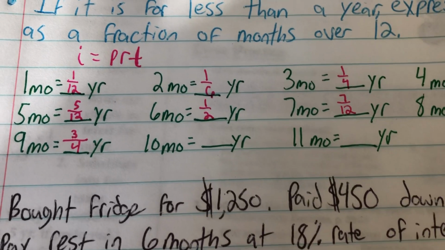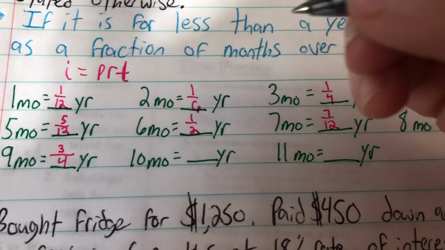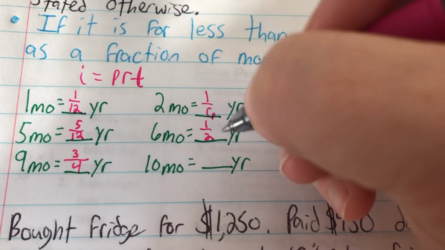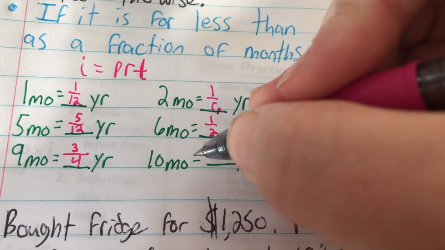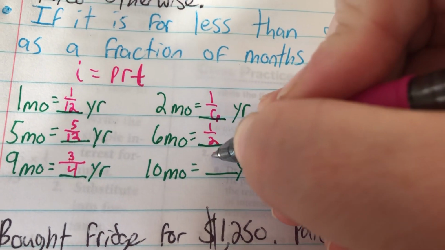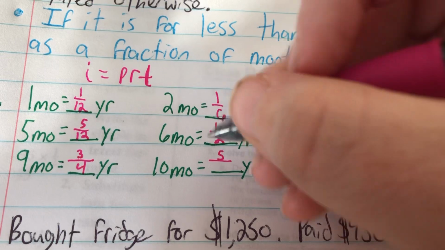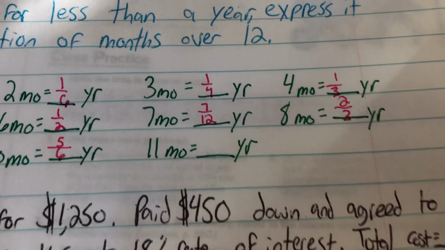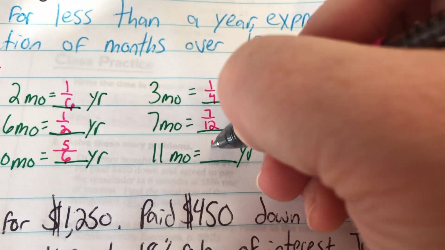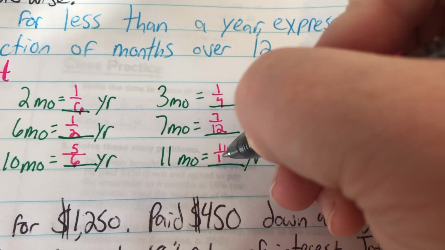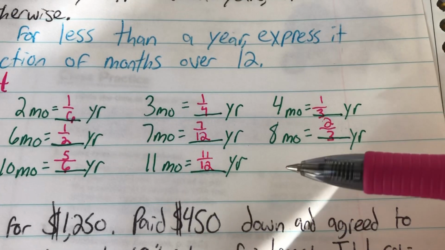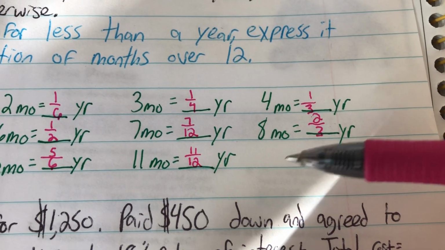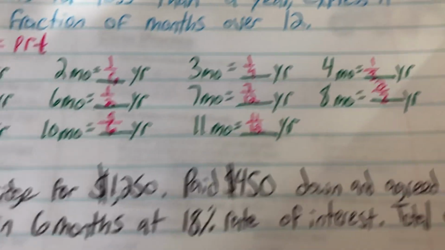10 months would be 10 over 12. 2 goes into both of those. 2 goes into 10 5 times, 2 goes into 12 6 times, 5/6. 11 months would be 11 over 12. You can't simplify it. And we don't have 12 months over here, because 12 months would just be 1 year, it'd just be a 1.